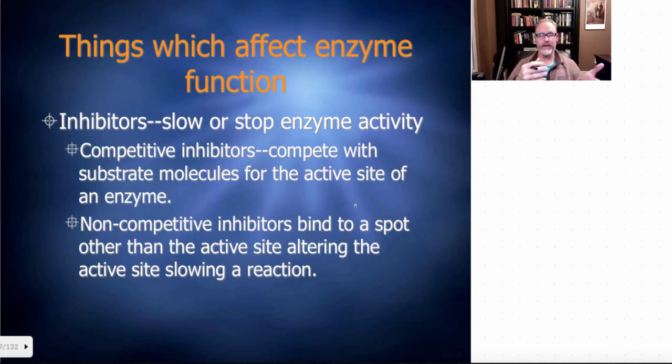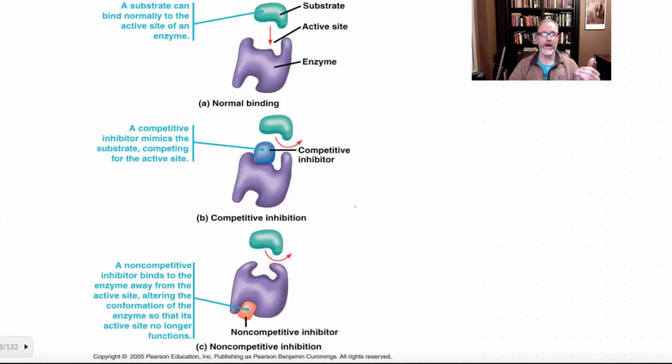These non-competitive inhibitors, rather, are going to bind to a spot other than that active site. They're not competing with the active site at all, but they're changing the shape of the active site just by binding to it. And that's going to slow that reaction rate down. It's going to bring the saturation rate down as well.